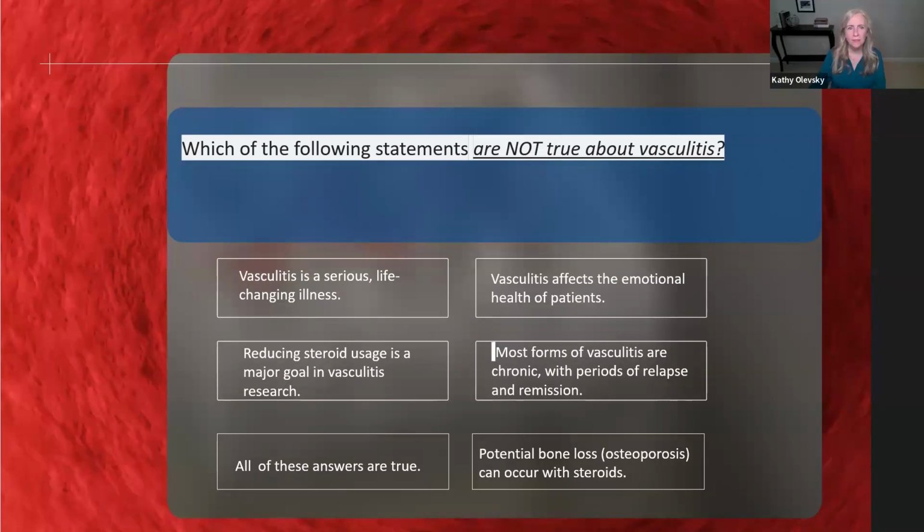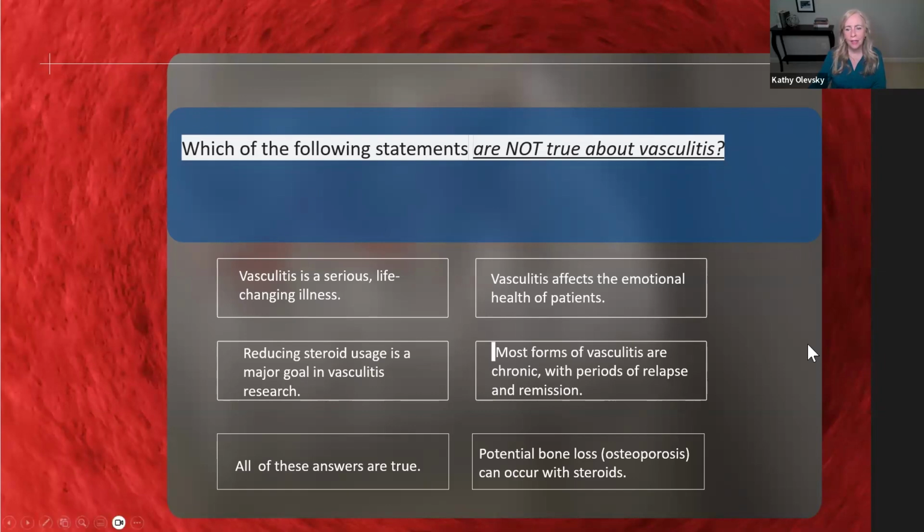No problem at all. Okay, and moving on to the next slide: which of the following statements are not true about vasculitis? So this is kind of a reverse of the previous one. Vasculitis is a serious life-changing illness. Vasculitis affects the emotional health of patients. Reducing steroid usage is a major goal in vasculitis research. Most forms of vasculitis are chronic, with periods of relapse and remission. Potential bone loss, osteoporosis, can occur with steroids. All of these answers are true.